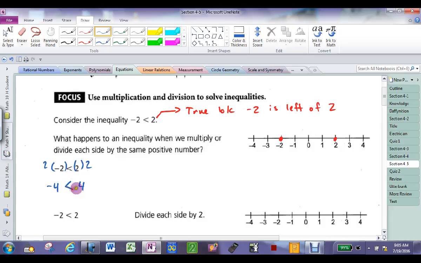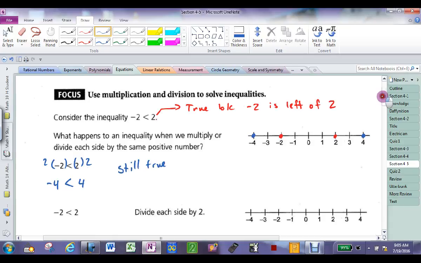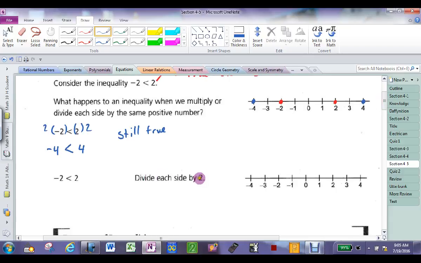To the -4, because it is lower. -4 is less than 4. I'm going to take my blue pen and put a dot at -4 and +4 that are blue. Is this still true? Did the original inequality maintain its integrity when I multiplied by a positive number? Yes, it was still less than. Still true.